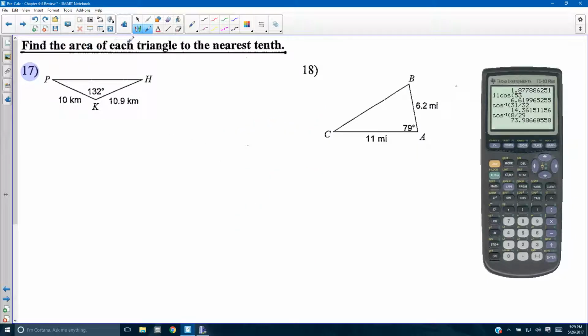Number 17, find the area of each triangle to the nearest tenth. Okay, well, let's start off with two concepts here. First of all, the area of any triangle is 1/2 base times height. Second thing is, if you have a scenario like this, a side angle side, the angle in between two known sides, it is possible to find the area of the triangle without needing to know a height perpendicular to a base length if you say that it's 1/2 times A times B times sine of C.